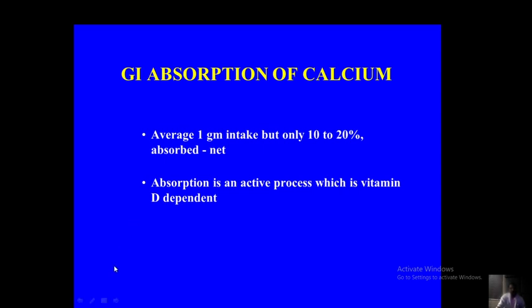Let's see how calcium is absorbed from the GI tract. If you take an average of 1 gram intake, only 10 to 20% is net absorbed. So if you take 100, for example, 10 to 20 will be absorbed. This absorption is actively vitamin D dependent. Vitamin D3 helps in the absorption of calcium. If you have less vitamin D3, absorption will decrease. So to maintain calcium homeostasis, we must have vitamin D3 for absorption of calcium from the GI tract, specifically from the duodenum.